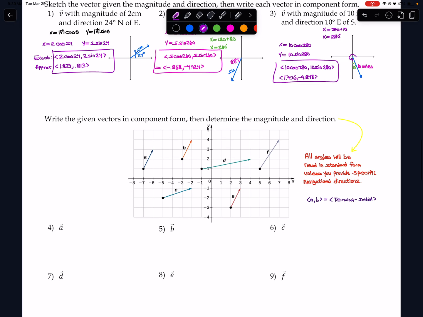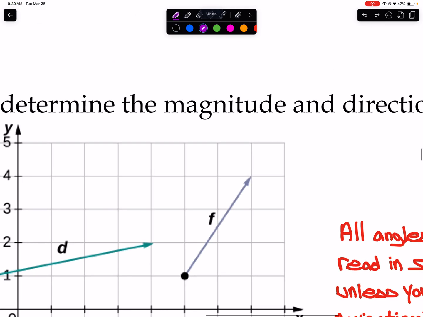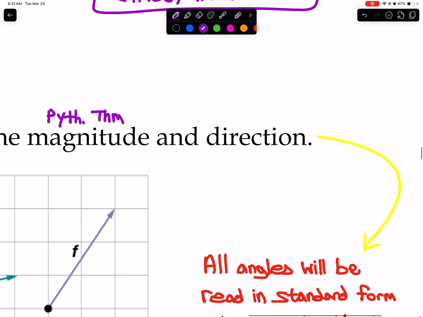With this next section, we're going to be given different vectors on a grid, and what we want to do is write the vectors in component form, and then determine the magnitude and the direction. The magnitude is essentially the Pythagorean theorem, which is finding the distance, which is where the distance formula comes from. And then we're going to do the direction, which is where we'll use inverse tangent.